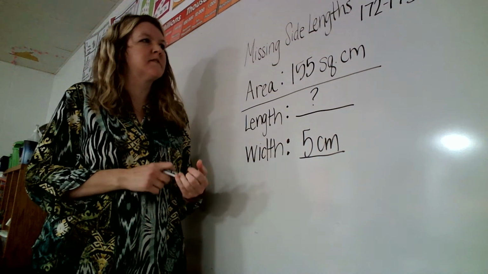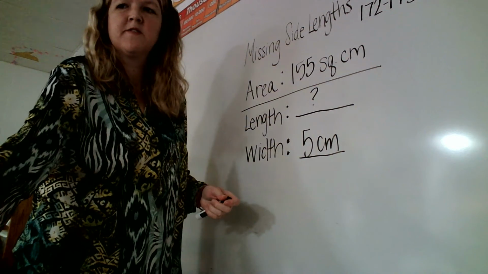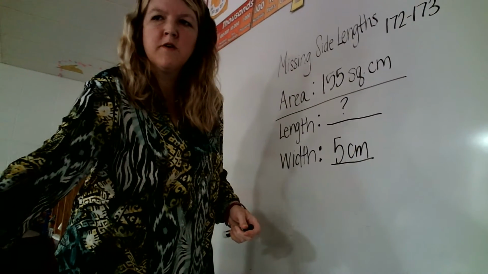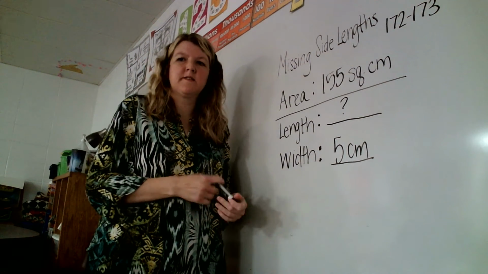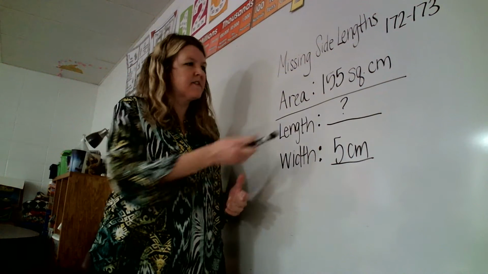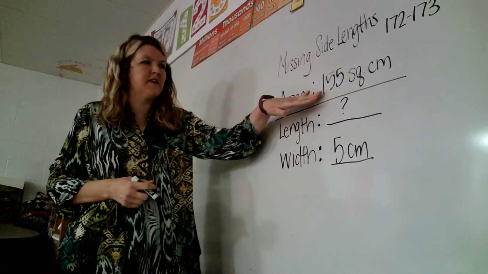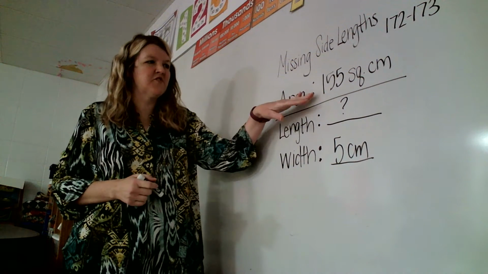All right, so this video will help with workbook pages 172 to 173. What we're looking at on this one is finding the missing side lengths. If we have a rectangle, and in this case, we know the area. So remember, when we're finding the area, we multiply the length times the width, and it's measured in square units.